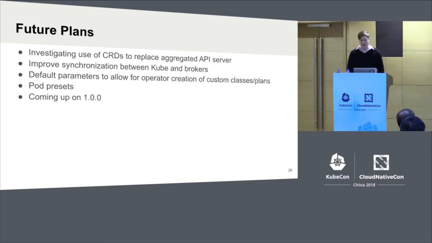Default parameters to allow for operator creation of custom classes and plans. Currently, all of the classes and plans you will see on a cluster come directly from the catalog offered by the broker. We're creating the feature to allow cluster operators to create custom classes and plans and pre-specify parameters. For example, if it's a configurable size, you provide a parameter that says how big my database is going to be. We would allow a cluster operator to pre-specify that so the user wouldn't have to care. They could just pick from a list that doesn't necessarily exist on the broker itself.